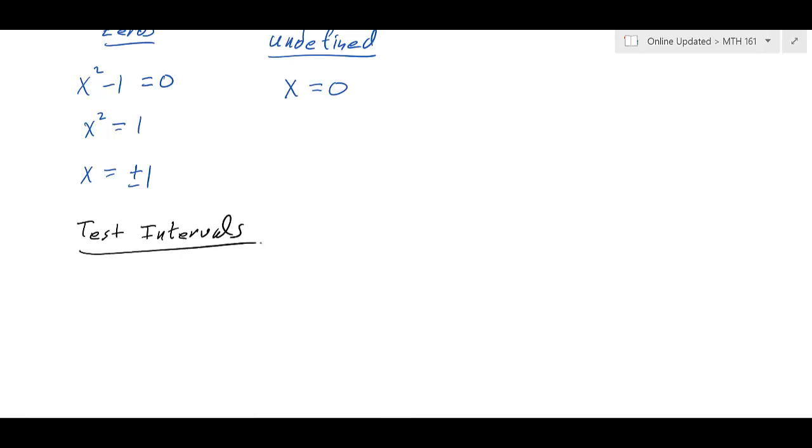Keep in mind, we're looking at the intervals to find where the graph could change signs, where this inequality is going to change from positive to negative or negative to positive. Again, that's only going to happen at zeros and at points where the inequality is undefined. So, just like before, we're going to go from negative infinity to negative 1, then from negative 1 to 0, 0 to 1, and 1 to infinity.